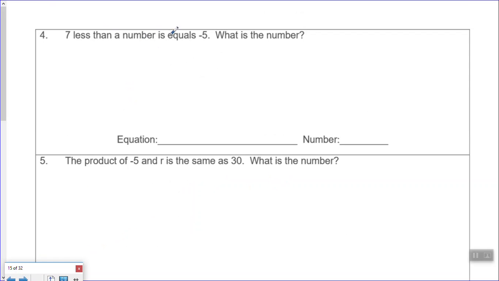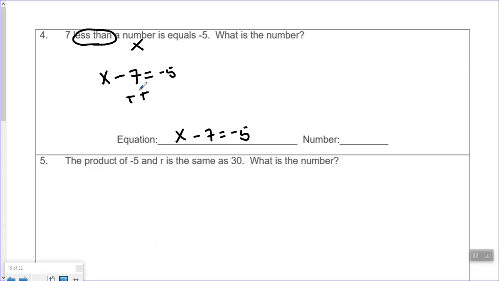Okay, 7 less than a number is equals -5. What is the number? Again, less than. Be careful. You have to switch. So a number comes first. A number comes first. x minus 7 equals -5 is the equation. And you have to add a 7 on each side. Then x equals -5 plus 7 is 2. Number is 2.